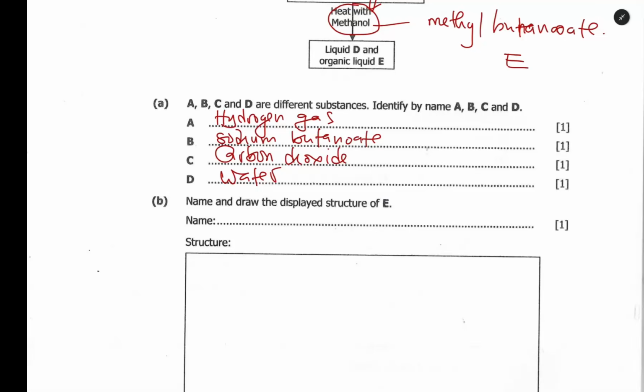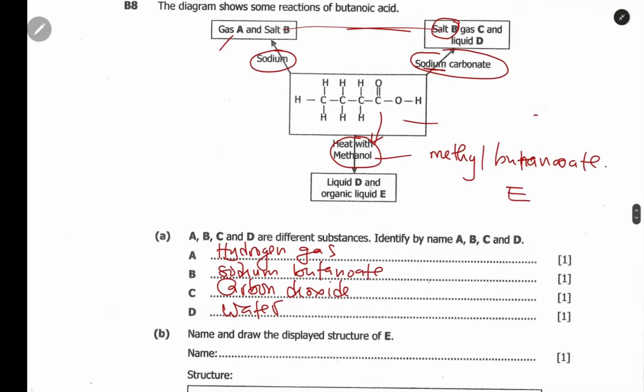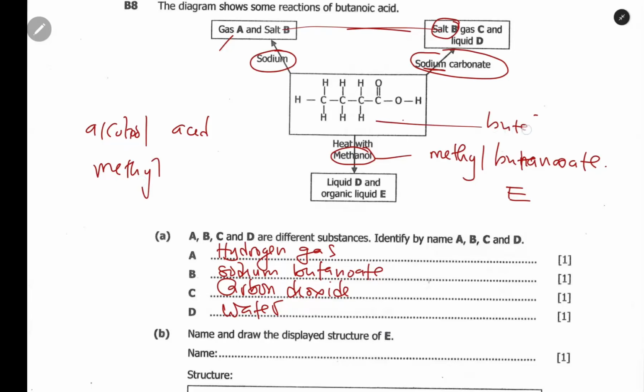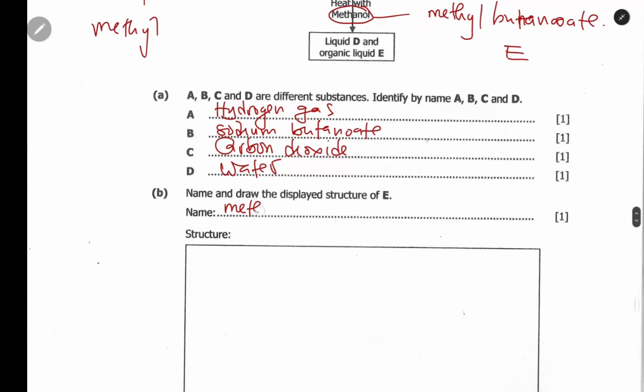Now, B: name and draw the displayed structure of E. Look at this. So, what is formed is an ester. Now, for an ester, the first part of the name comes from the alcohol. Then the second part comes from the acid. So, the alcohol is methanol, so it becomes methyl. Then the acid is butanoic acid, which becomes butanoate. So this is methyl butanoate.